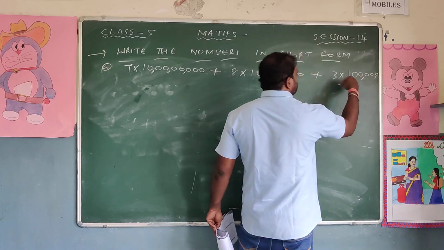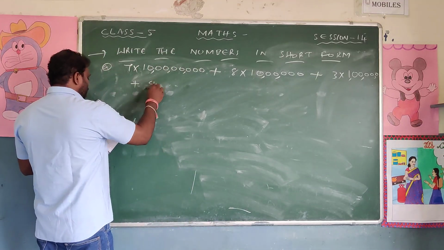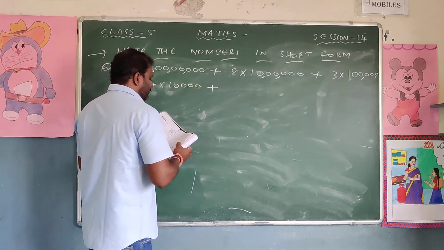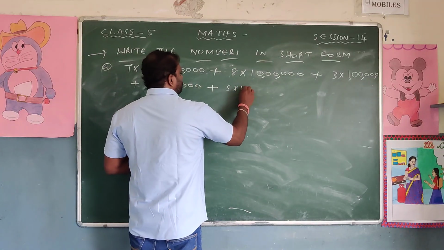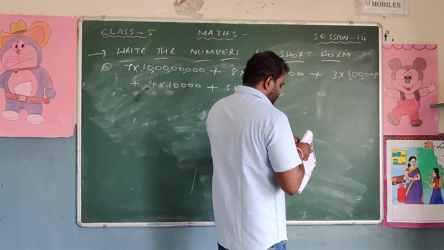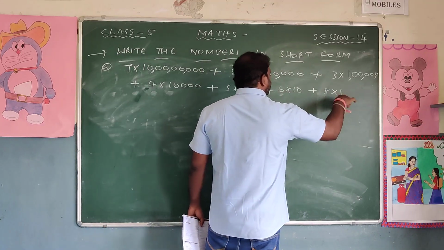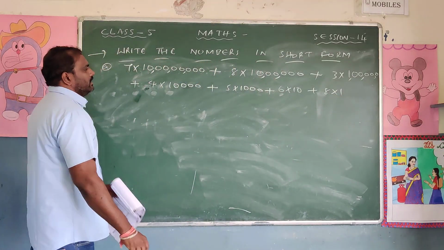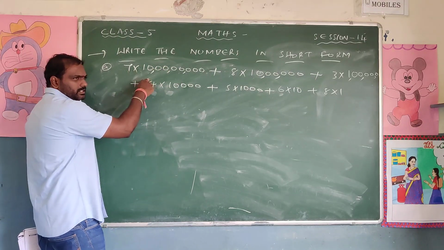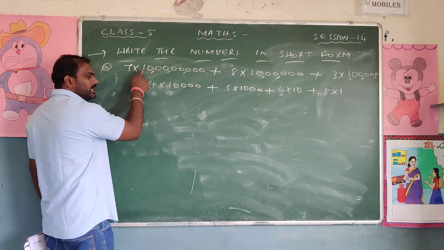5 zeros. 5 zeros means what? 1 lakh is given. Next, plus 4 into 10,000. Next, 5 into 1,000 plus 6 into 10. 6 into 10 plus 8 into 1. This is given. So first you have to copy the question. Then take the highest one. That is the first one. Units, tens, hundreds, 1,000, 10,000, lakh, 10 lakh, crores, 10 crores.